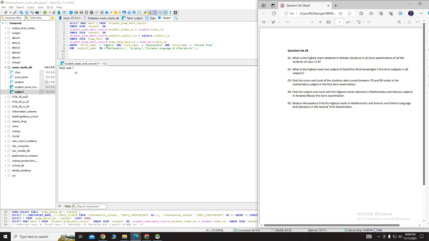By building up relationships among their table columns and providing the conditions that first name should be Madara, last name should be Wanasekara, term name should be second term, and this time instead of two subject names from the same column we have used three. So we have said the subject name in mathematics, science, and Sinhala language and literature. After executing this, we get the end result as 85.